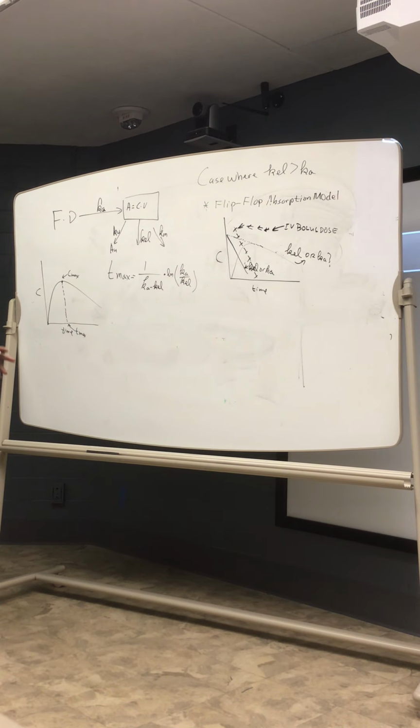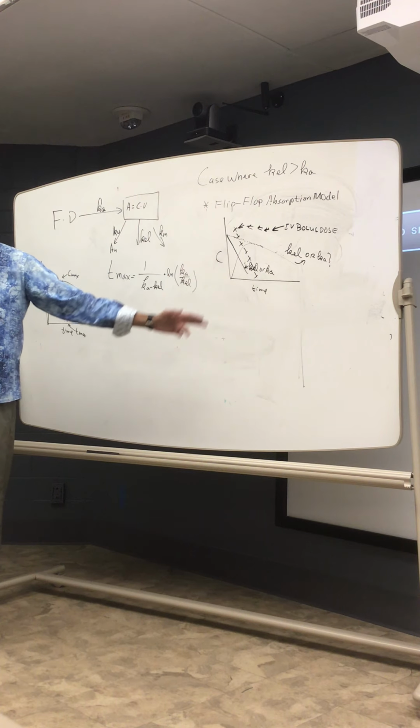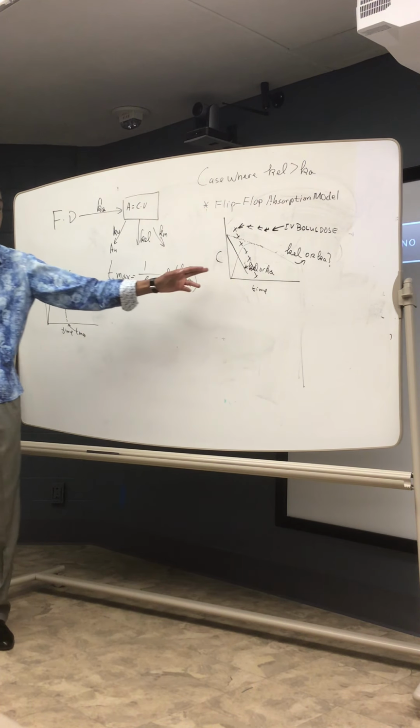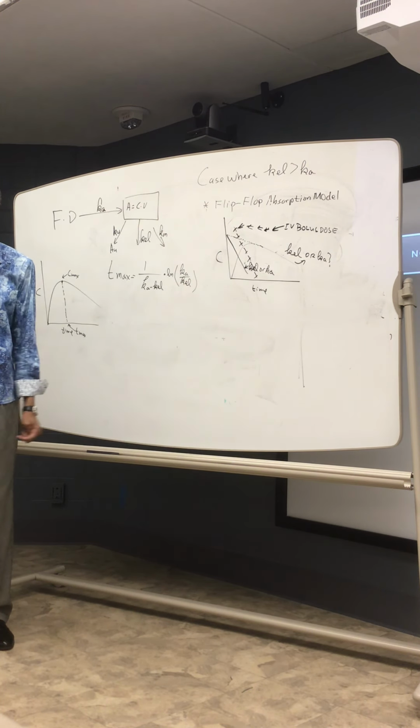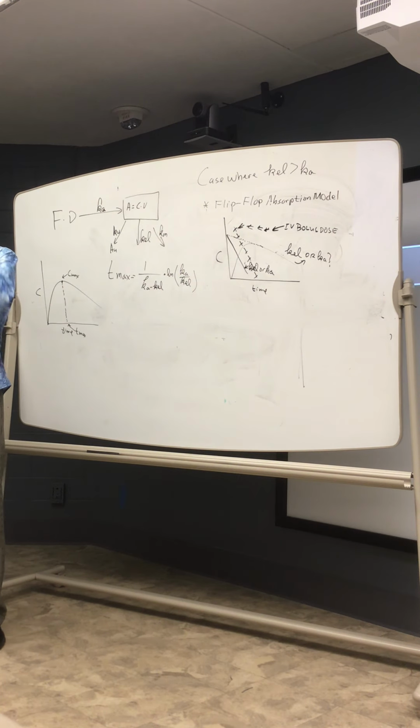I diagram it. When you get an IV bolus dose, you get one line. The slope of that line has to be associated with KEL. So if you compare that with the two lines you got from the oral dose, you can determine which one of those two lines from the oral dose is KEL. The other one has to be Ka.